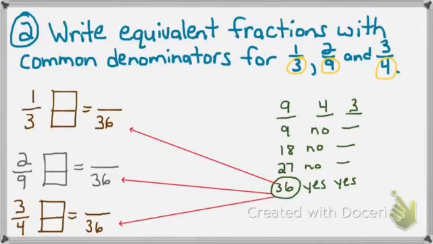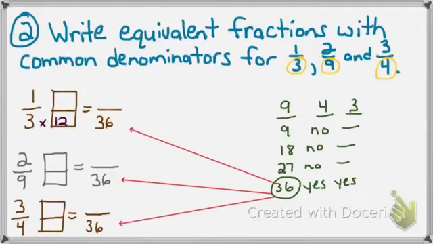Now let's go ahead and figure it out. I'll look at my top fraction. What do I do to the 3 to turn it into a 36? Well, I need to make 3 larger, so that right away means I need to multiply. And 3 times what is 36? Well, you can go through your multiples, and 3 times 12 is 36.